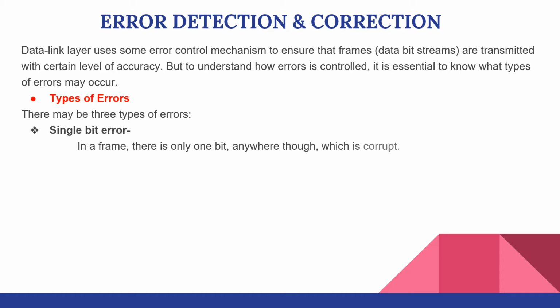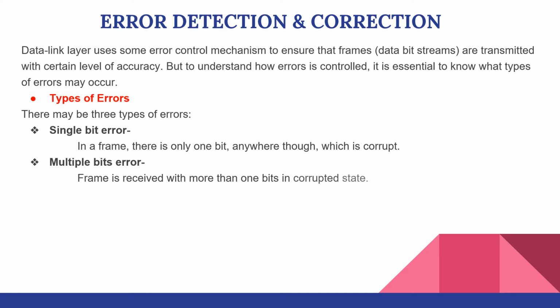The second type is multiple bits error. Frame is received with more than one bit in the corrupted state. And the third one is burst error, in which frame contains more than one consecutive bit corrupted.